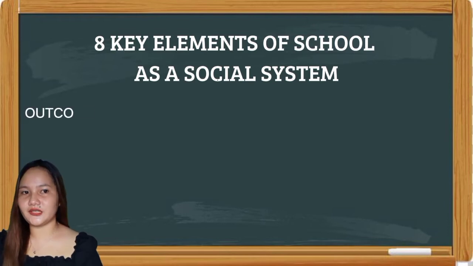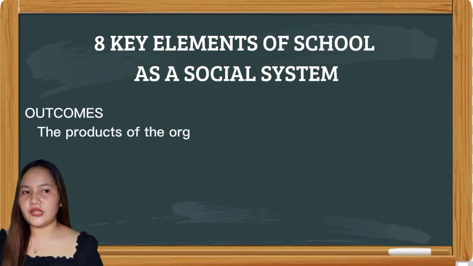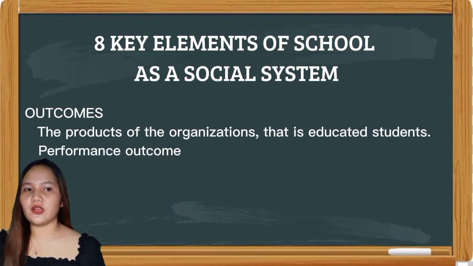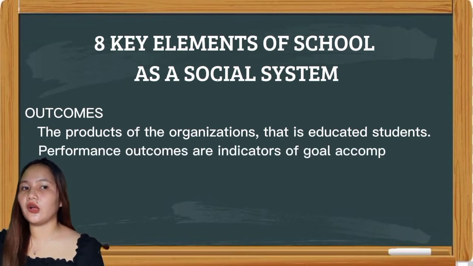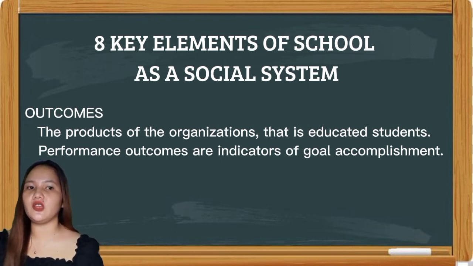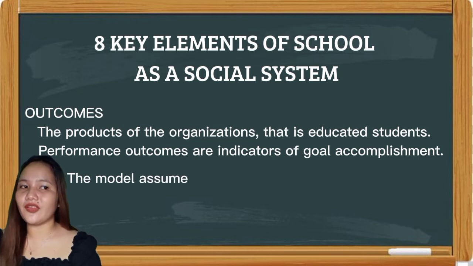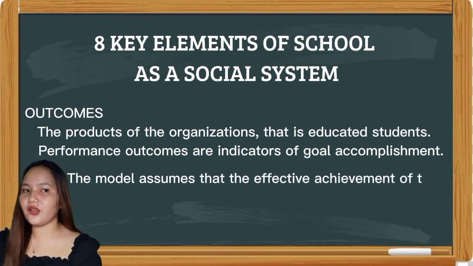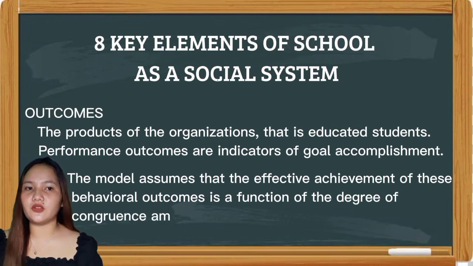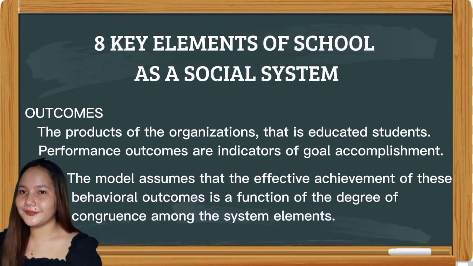G. Outcomes. The products of the organization, that is, educated students. Performance outcomes are indicators of goal accomplishment. They include indicators such as achievement, job satisfaction, absenteeism, and overall performance quality. The model assumes that the effective achievement of these behavioral outcomes is a function of the degree of congruence among the system elements.